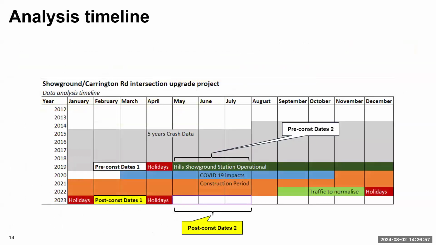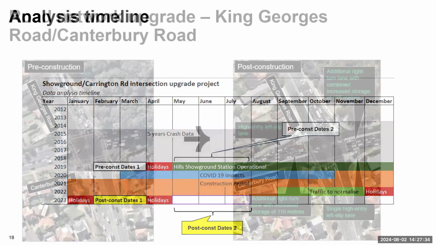We start with analyzing a timeline first. For example, I have taken a sample project here, and we see when the construction period actually happened. In this case, it overlapped with the COVID period, and we choose the time period which we should use for pre-construction study, and then with the construction period, we're giving some time for the traffic to normalize, getting used to the upgraded infrastructure, and then we choose the post-construction study, also considering the holidays and things like that. And then we do the data analysis before and after.